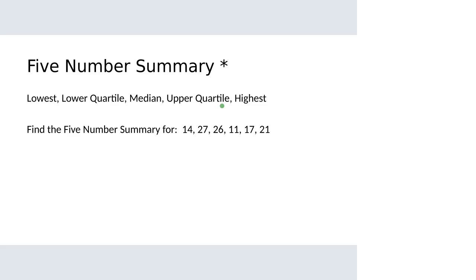As we take a look at this one, the 5-number summary that I'm supposed to find is going to be the highest, the upper quartile, the median, the lower quartile, and the lowest. Before I find any of those, the first thing I'll do is write these from least to greatest, which will be, let's see, 11, 14, 17, 21, 26, 27. All right, so I have 6 data points.